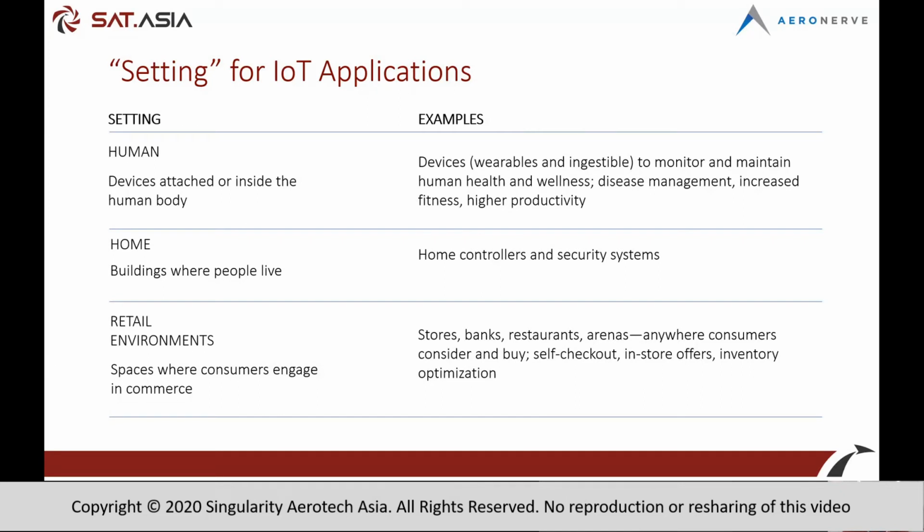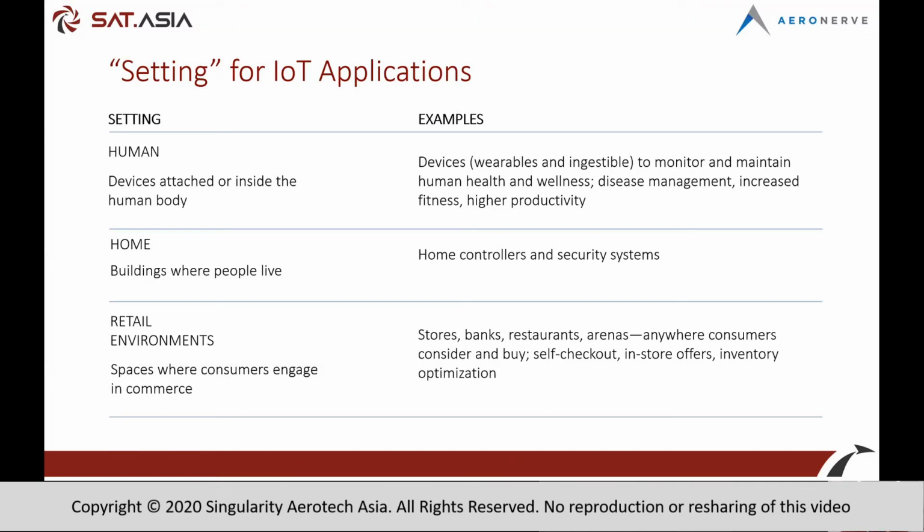COVID-19, for example, you have the MySejahtera app. So that is another form of IoT, right? We basically record every single location we visited. Let's say you go onto a train, you tag, so people can see where you have been in the last 14 days. So those are examples of IoT settings on humans. Next setting will be your home.